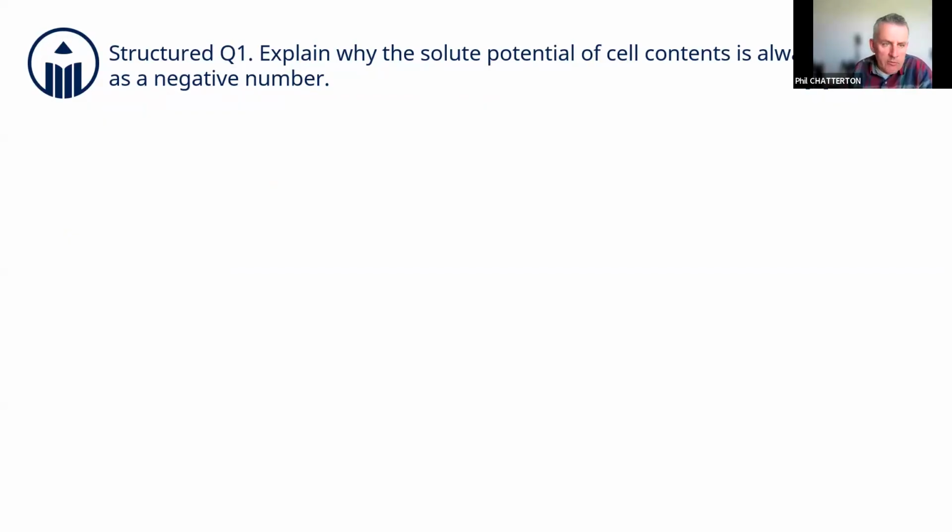And like any question, I would very strongly urge you, for reasons that we'll go into at some later stage, to very carefully look at the question. Firstly, identify the command word. Now, the command word is explain. So for that, you've got to know your biology. You've got to be able to explain a biological phenomenon, so to speak. Explain why the solute potential, so that's the solute water potential of a cell contents, is always expressed as a negative number. So this relates to the multi-choice question we just had.